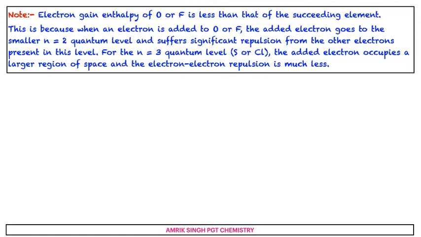This is because when an electron is added to oxygen or fluorine, the added electron goes to the smaller n equal to 2 quantum level and suffers significant repulsion from other electrons present in this level. For the n equal to 3 quantum level, sulfur or chlorine, as in the case of the oxygen family or fluorine halogen family, that electron occupies a larger region of space and the electron repulsion is much less. Again, the answer is given by electronic configuration. Just write the electronic configuration of oxygen and sulfur, and then for the next case fluorine and chlorine. We will get the idea of the answer.